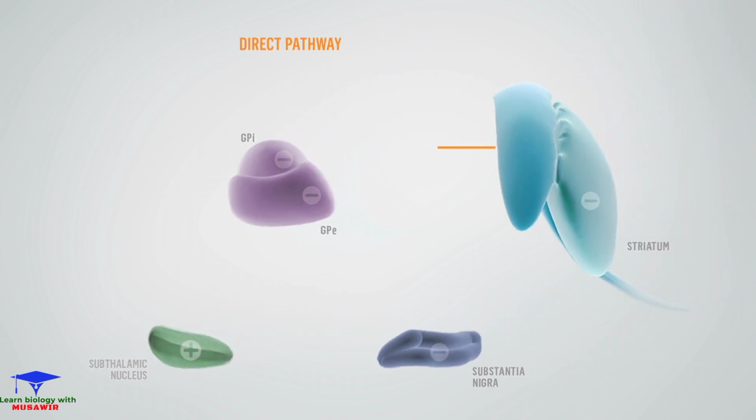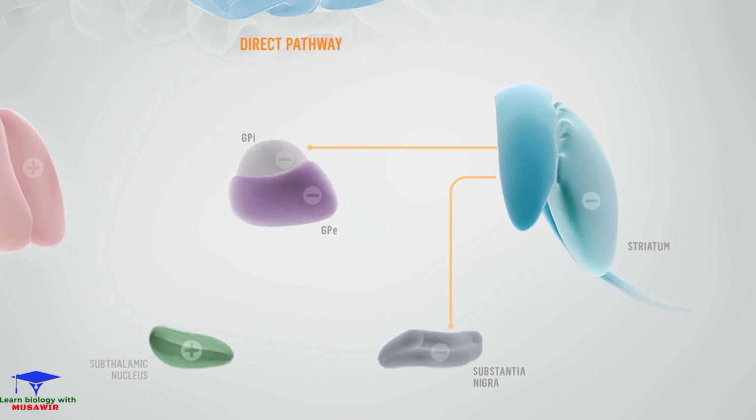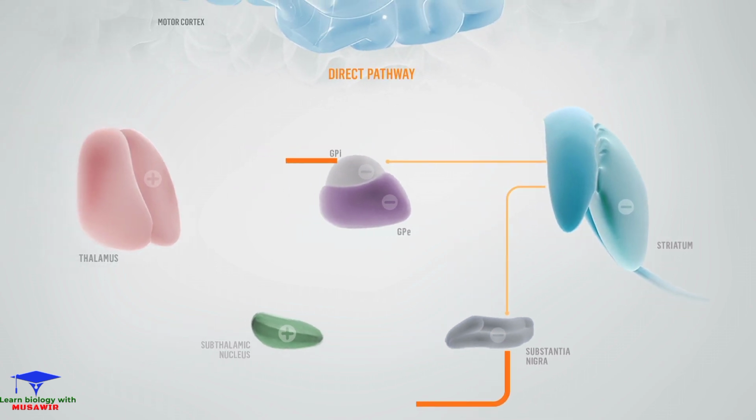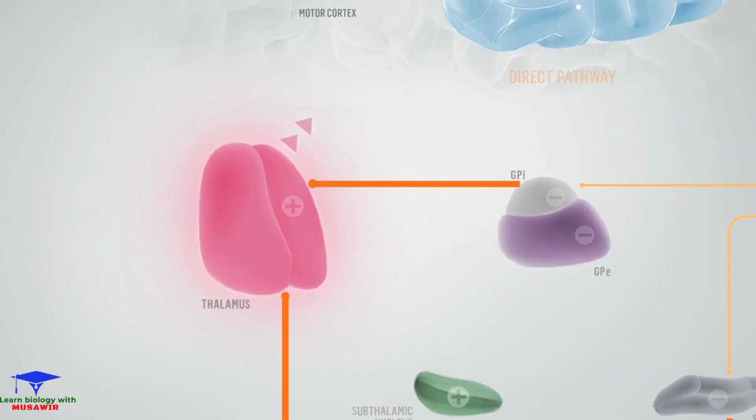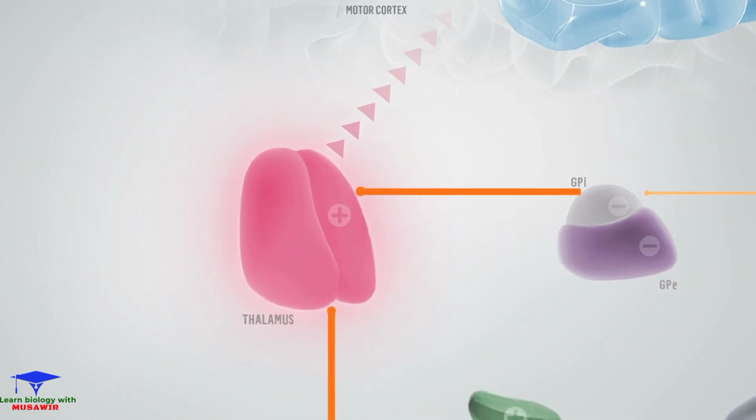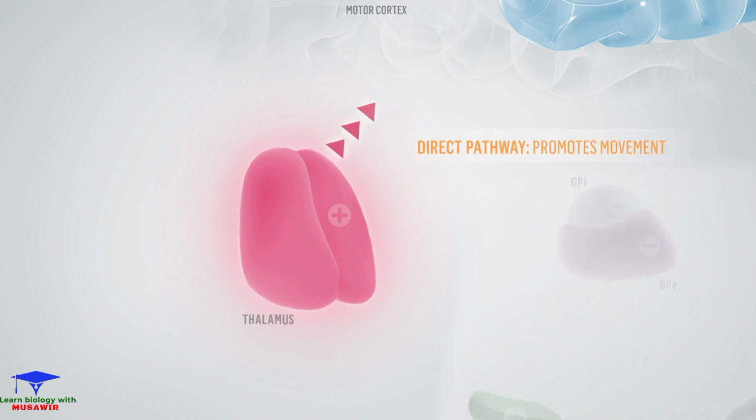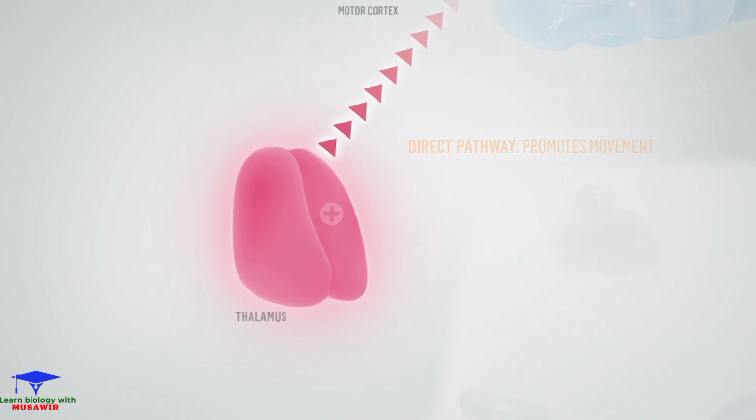The direct pathway projects from the striatum to the globus pallidus internus and substantia nigra pars reticulata. Activity in the direct pathway inhibits the globus pallidus internus and substantia nigra pars reticulata, resulting in disinhibition of their target structure, the thalamus. The thalamus is responsible for the excitation of the motor cortex. Therefore, disinhibition of the thalamus facilitates motor cortex activity, promoting movement.